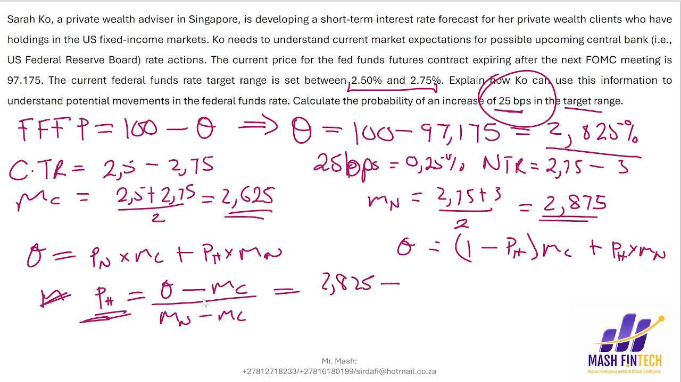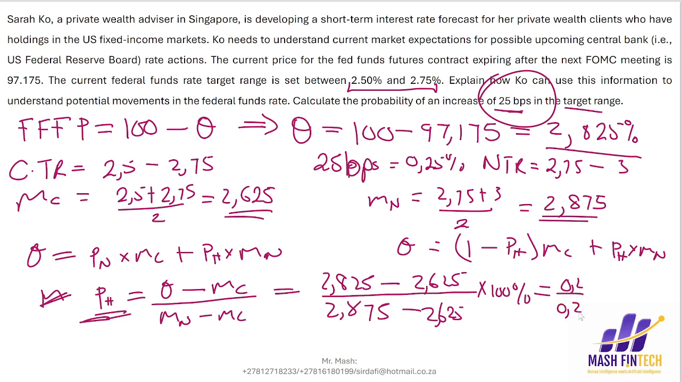2.825 minus the MC, the midpoint of the current, 2.625. You divide this by the midpoint of the new, 2.875, minus, we take this number again, 2.625, multiply this by 100%. Punch these numbers into your calculator. You get 0.2 over 0.25 times 100%. Hence, the probability that the central bank is going to hike the interest rate by 25 basis points is 80%.